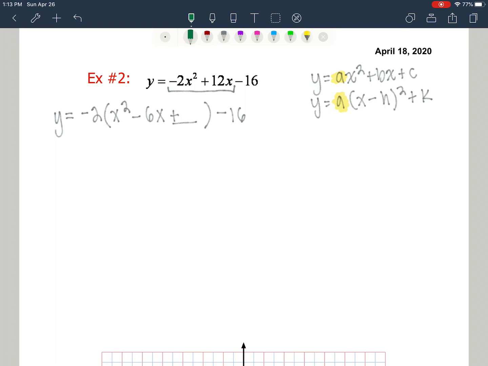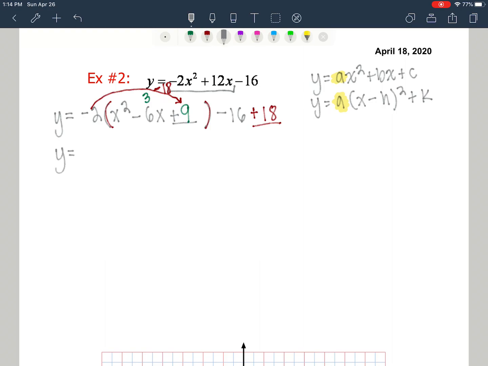I'm going to take 6, I'm going to cut it in half, and then I'm going to square that. So half of 6 is 3, 3 squared is 9. Now 9 is inside parentheses and it is subject to the distributive property. So what we really did was we subtracted 18 by putting that plus 9 there. We're taking away 18 from the original equation. So we have to take that and put it right back. So the additive inverse of -18 is positive 18. And that zeroes out what we've just done.